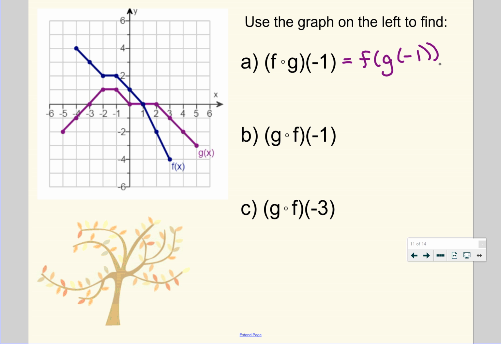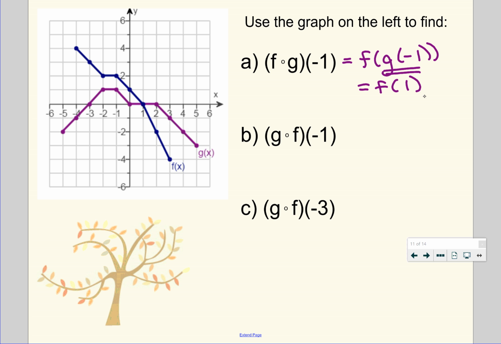Okay, so just like the last problems, working from the inside out. g of negative 1. All right, so negative 1, remember, is an input. It's an x. So x is negative 1. What does g of negative 1 evaluate to in this picture? Good. You have to go up to the purple graph on negative 1, which goes up to 1. So that innermost parentheses simplifies to 1.